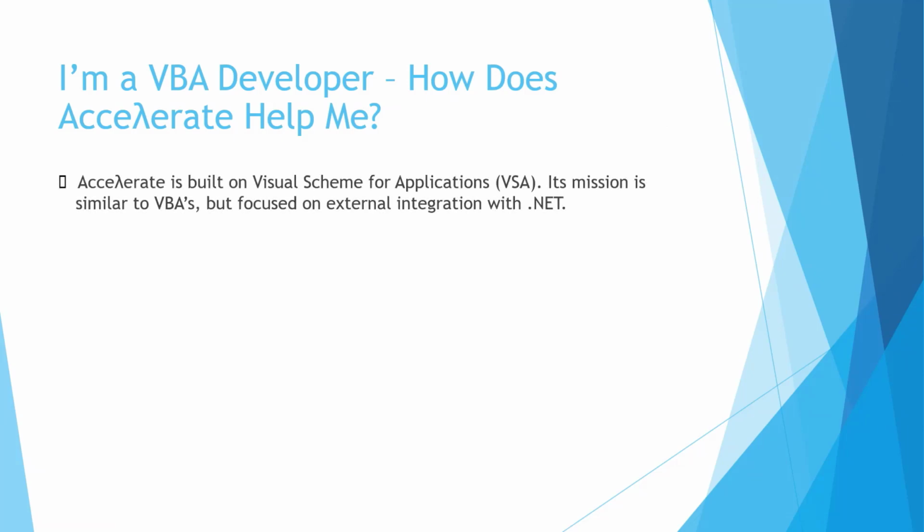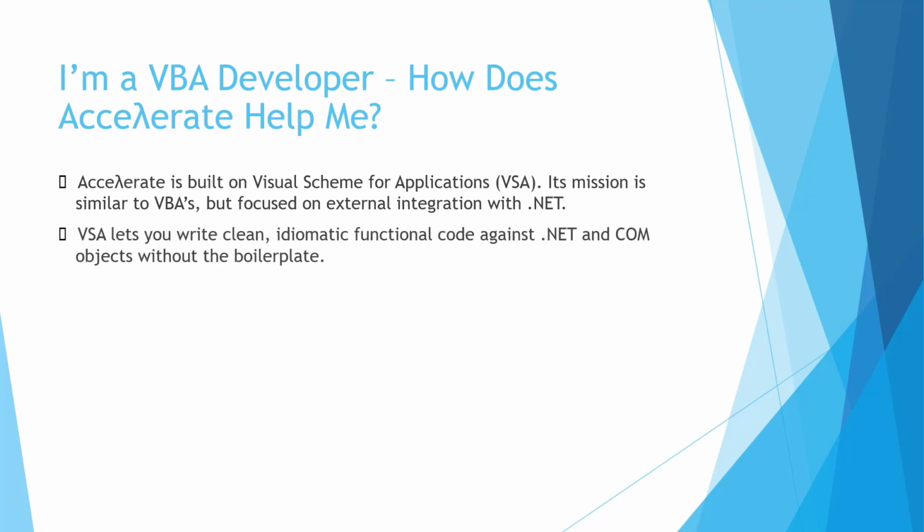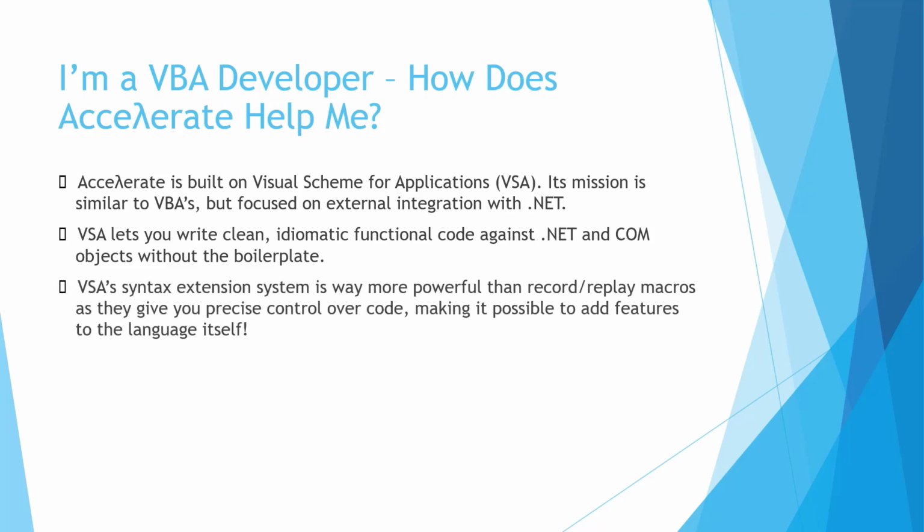For VBA developers, Accelerate introduces a companion language, Visual Scheme for Applications, whose mission is similar to VBA's, but with a focus on external integration and interoperability with .NET and enterprise and data services technologies. VSA lets you code in a functional way against .NET and COM objects, but without excessive boilerplate that makes such code tedious and error-prone. It supports a syntax extension system that is far more powerful than mere record replay, allowing you to add features to the language itself.